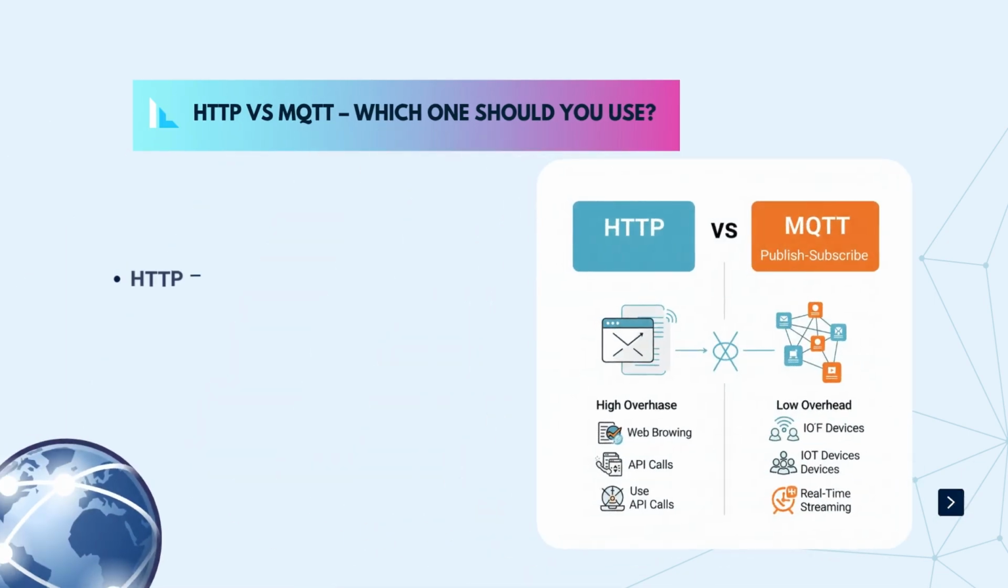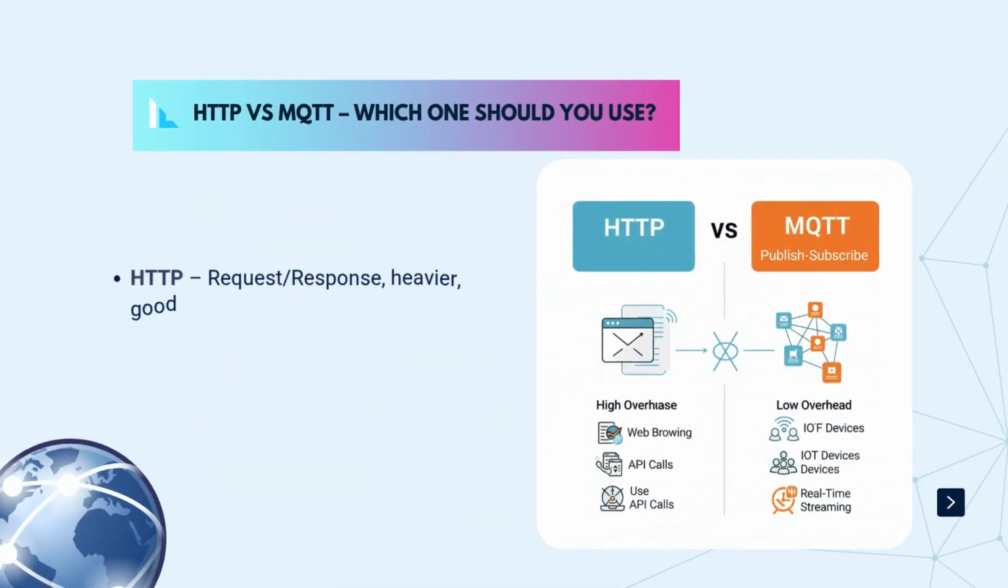Now comes the real question, MQTT or HTTP? Here's a quick comparison. HTTP, request/response, heavier, good for web APIs. MQTT, lightweight, continuous, made for IoT. We'll compare them using practical examples, like reading temperature data, and show why MQTT often wins in IoT scenarios.